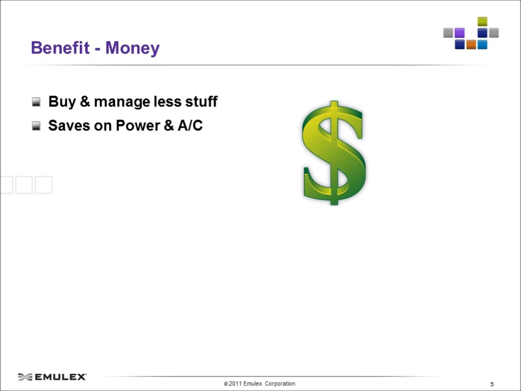The other big benefit that CIOs are most interested in is money. You save because you buy less stuff, fewer servers, fewer accessories, etc. With fewer servers, you also save because you have to run less air conditioning, use less electricity, and you have lower management overhead.